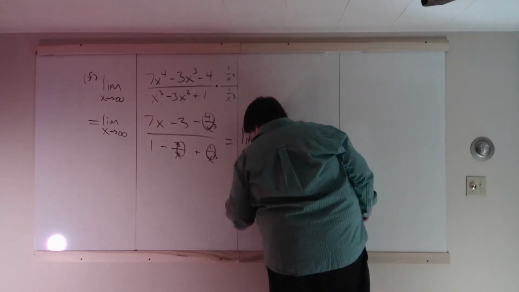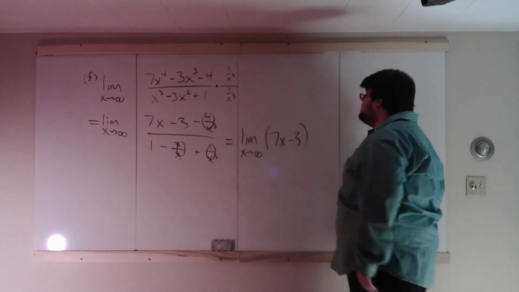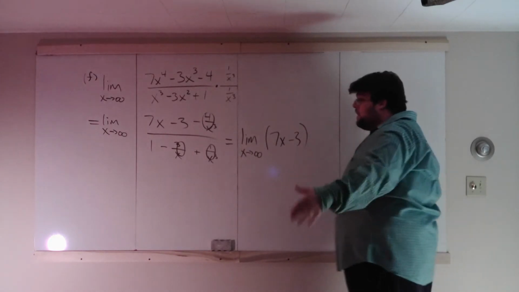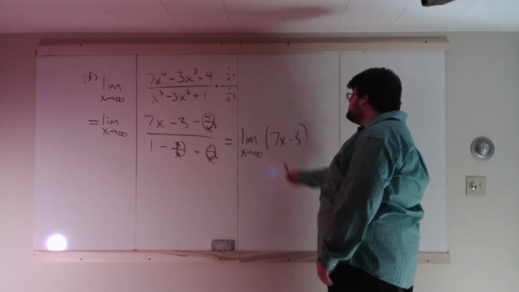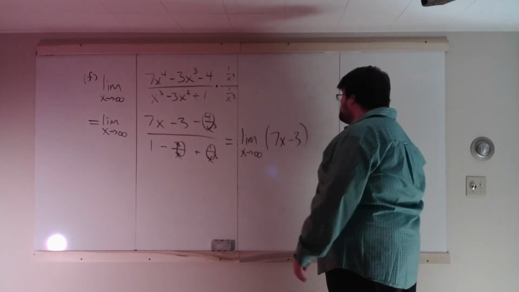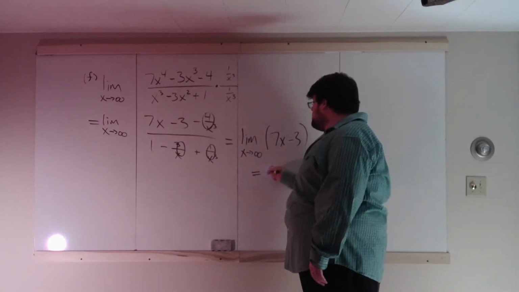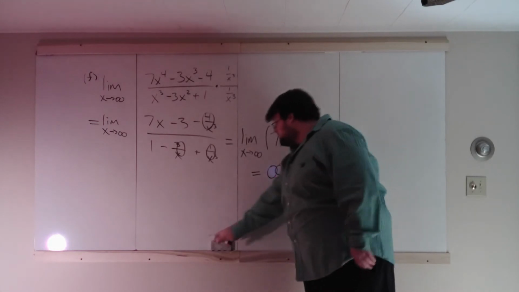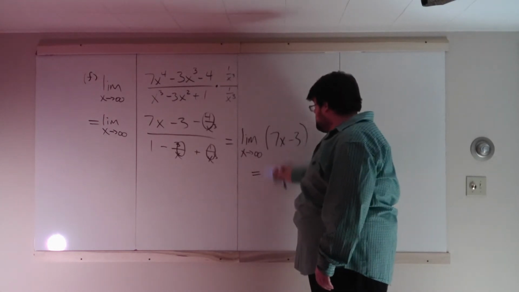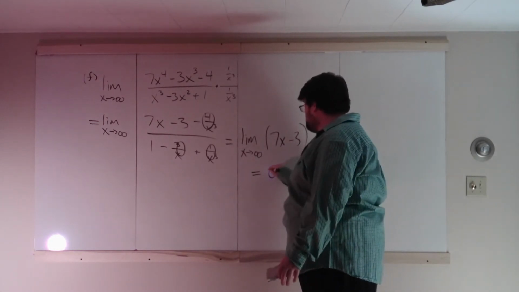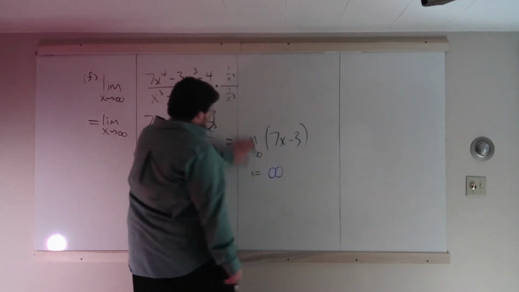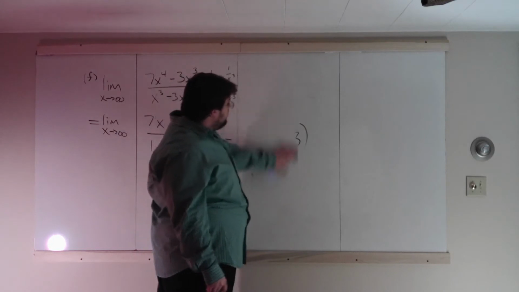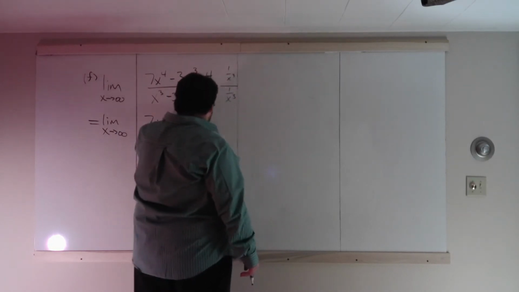7x minus 3 is just a line. As x goes to infinity, the line will go off to infinity because it's a positive slope. Or you could say 7 times an infinity is still an infinity, and infinity minus 3 is still an infinity. So this limit is infinity. Either a geometric argument for this last part or an algebraic one.